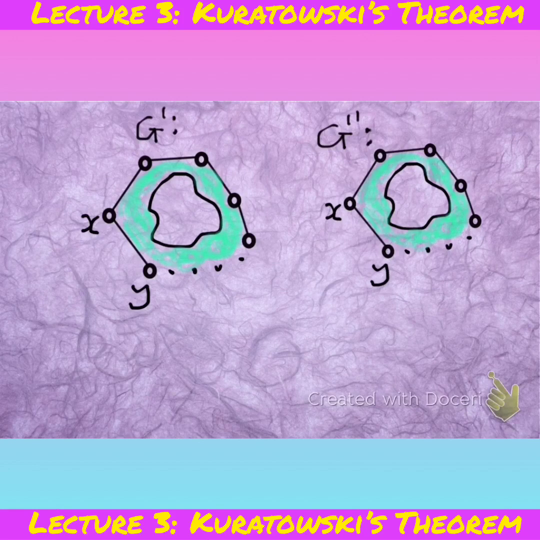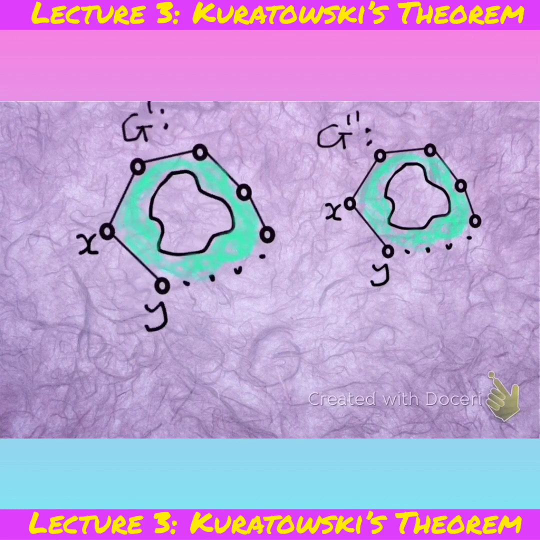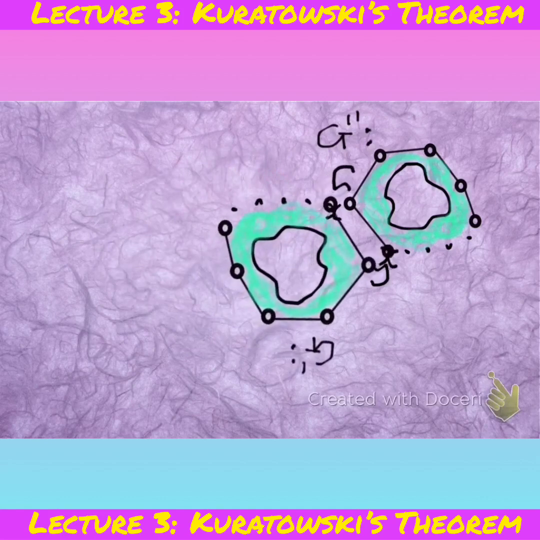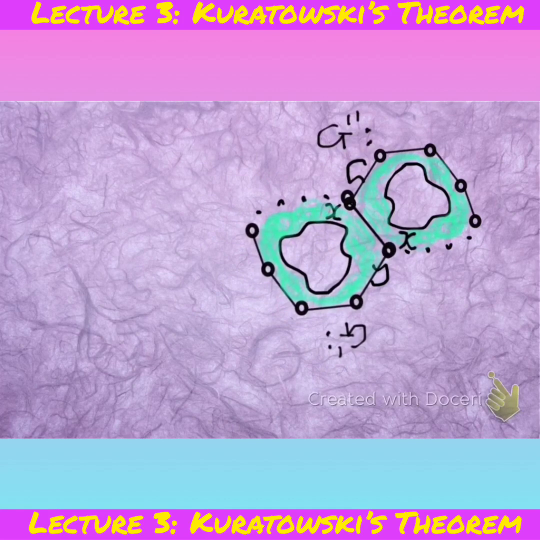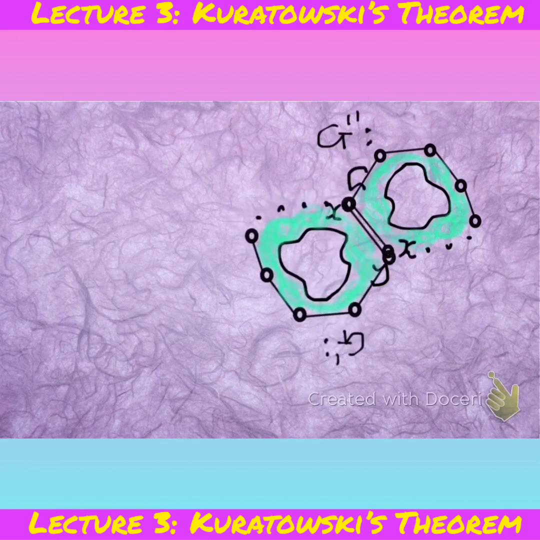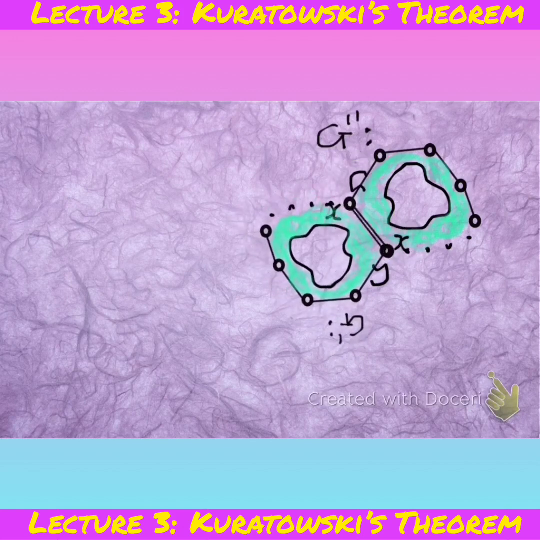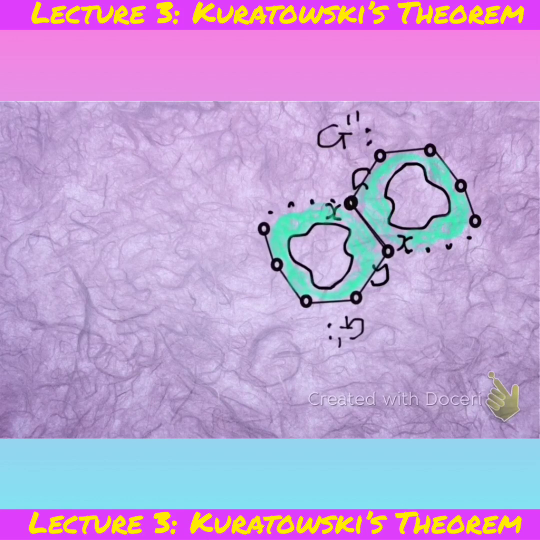So what do we do now? We can now form a planar graph by doing the following. You can take G prime and embed them, merging them along those two edges, and that graph there is a planar graph.